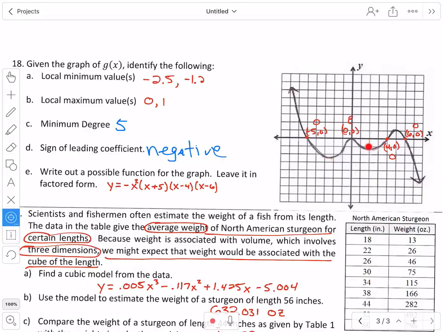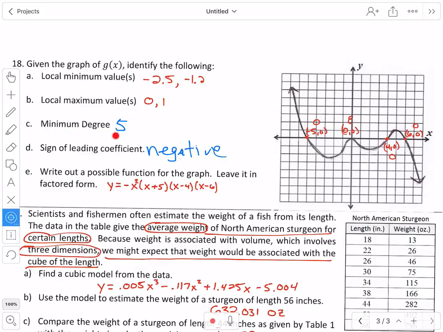There's another minimum here. It looks to me like it's about negative 1.2. You can have some variance in that as well. For the maximums, there's a maximum here. It looks like it's at 0. There's a maximum here. It looks like it was at 1 or maybe a little bit above it.